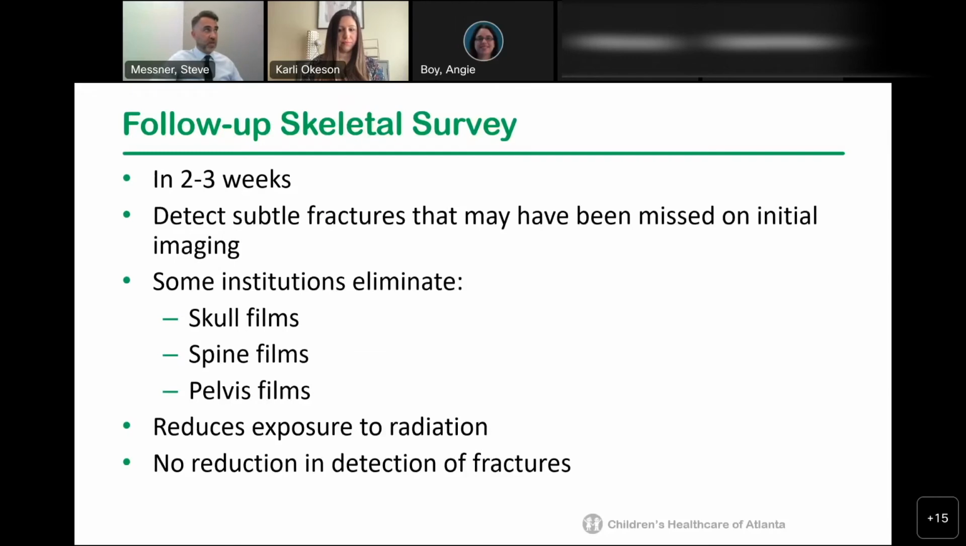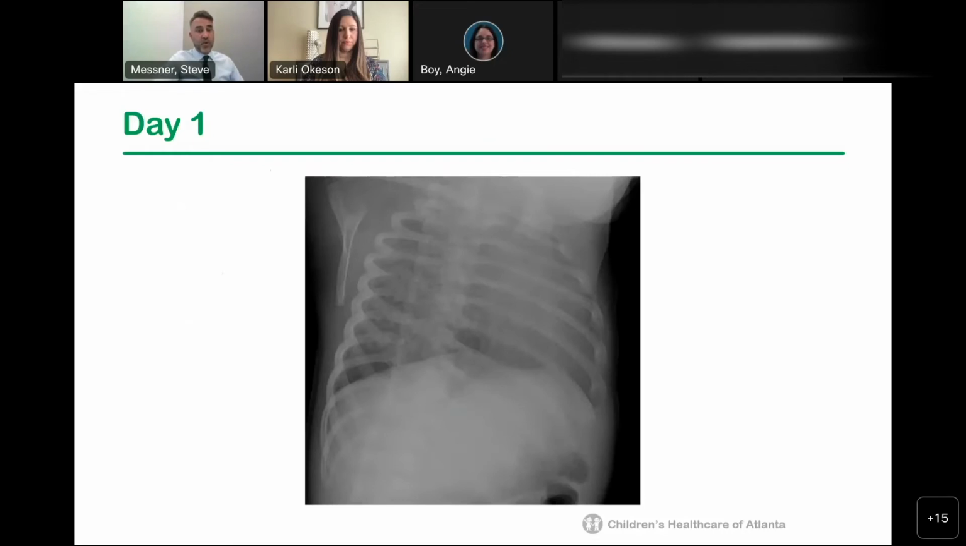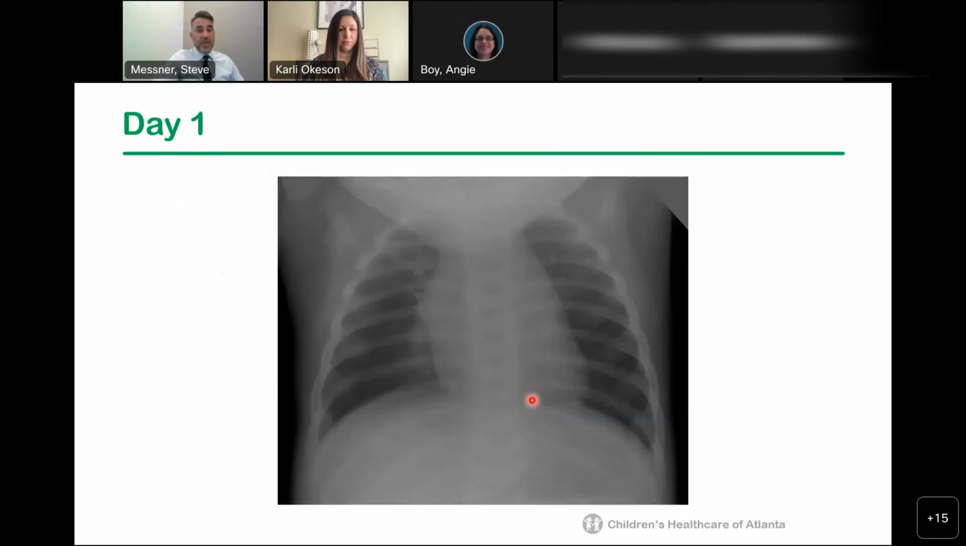We give the bones time to start healing. Some places will eliminate a couple of the films to decrease the amount of radiation. Our radiology groups continue to do them. This is an example of a chest x-ray on a little baby who I saw years ago, which was read as normal. This is what we call the AP and then the lateral.